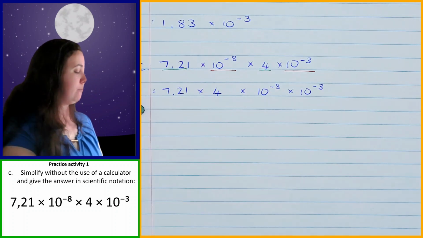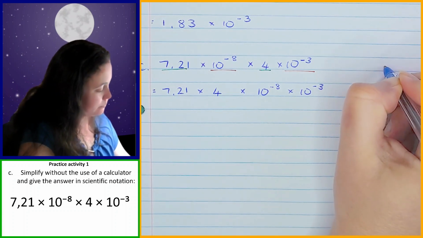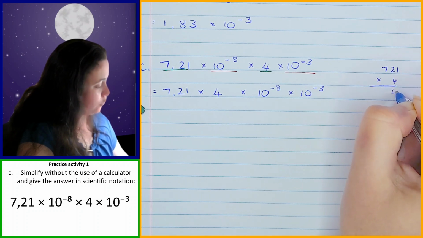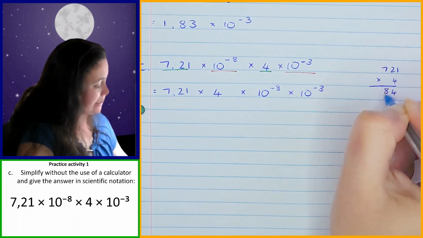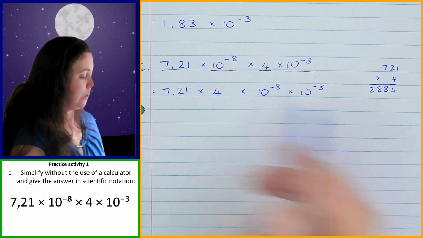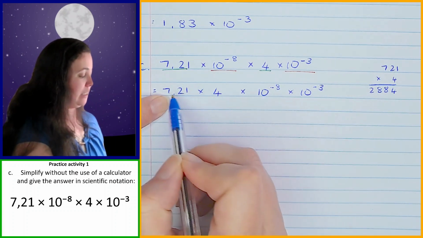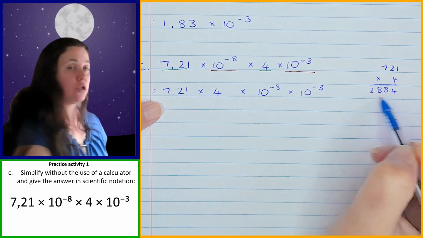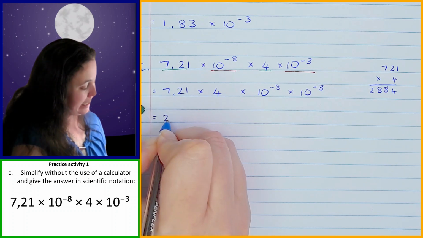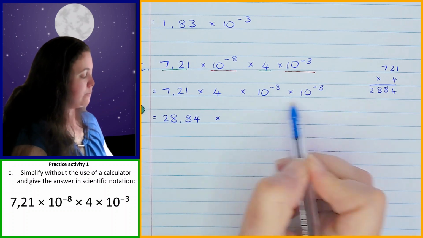Okay, so now let's go and multiply 7.21 by 4. So I'm going to be multiplying 721 by 4. So 4 times 1 is 4, 4 times 2 is 8, 4 times 7 is 28. So that gives me 2,884. And then because this over here had 2 decimal places, and none over there, so there's 2 decimal places all together, this is going to also have 2 decimal places. So my decimal point needs to go between the 8s. So that gives me 28.84.